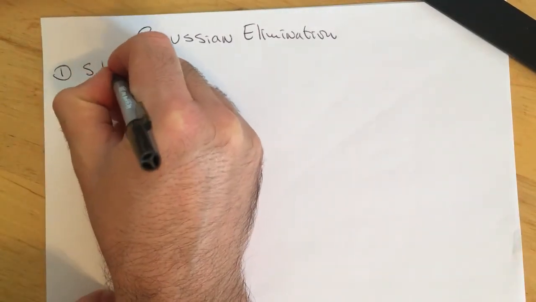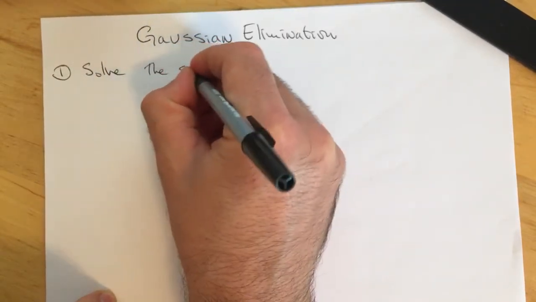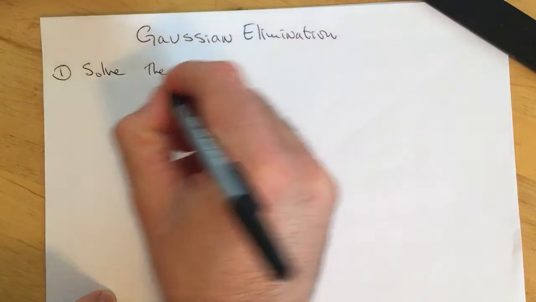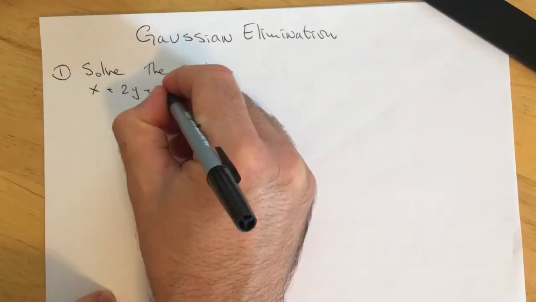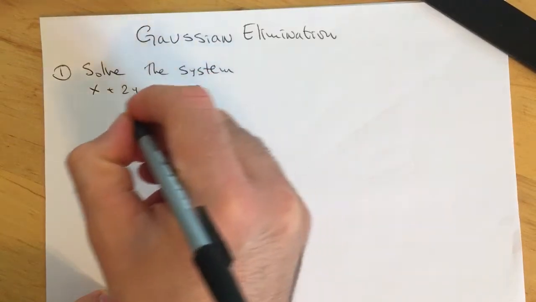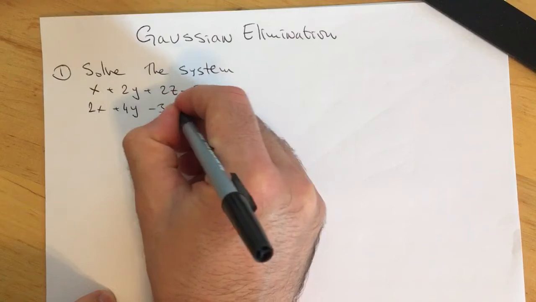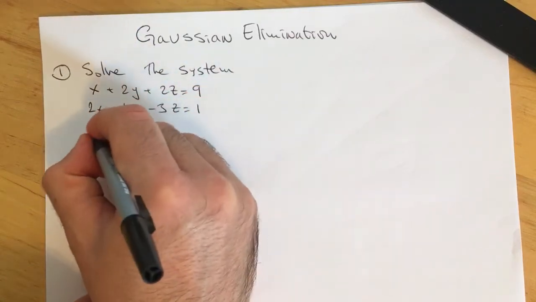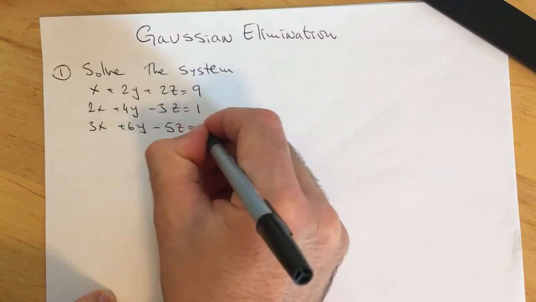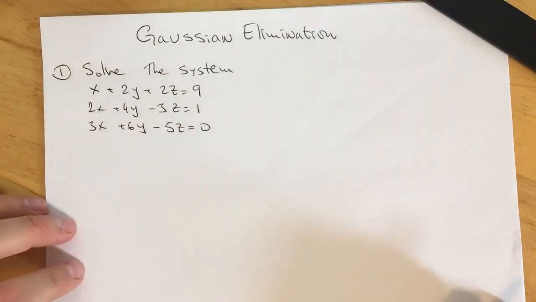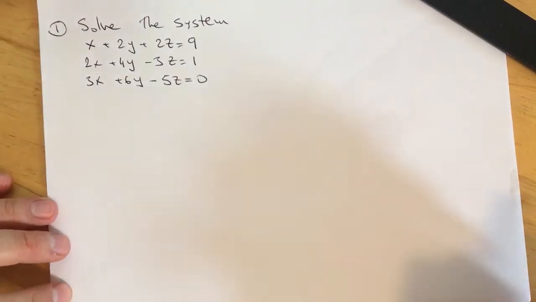Solve the system: x plus 2y plus 2z is equal to 9, 2x plus 4y minus 3z is equal to 1, 3x plus 6y minus 5z is equal to 0. The first thing that we want to do is create the augmented matrix, okay?